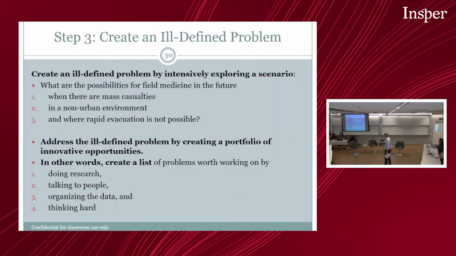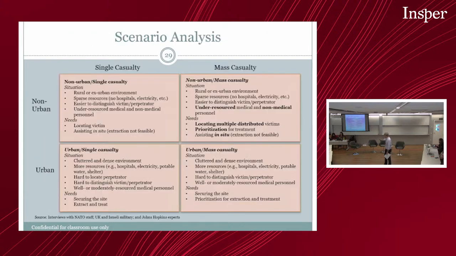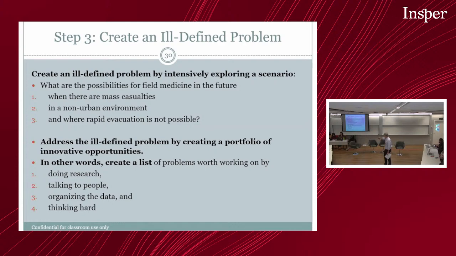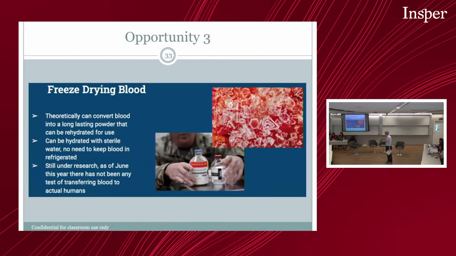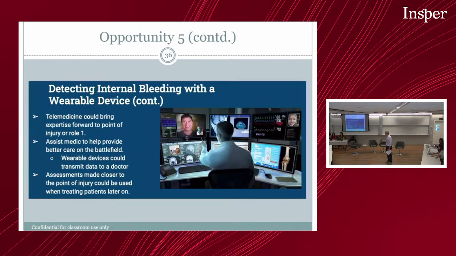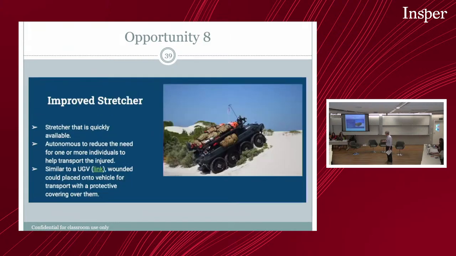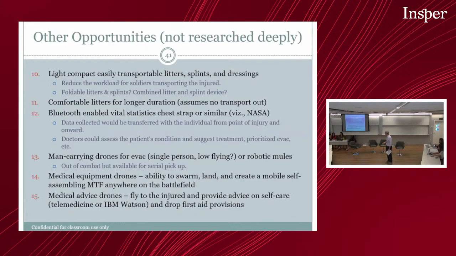So the first thing they did is create an ill-defined problem out of one of the boxes. What are the possibilities for field medicine in the future? Mass casualties, non-urban, and where immediate evacuation by air is not possible. So they went back, they used all the tools and the templates that we had, and they created a very large list. This is a partial list that they came up with. We're just going to glance at it, but I want you to see its power. These are all good possibilities. One, two, three, four, five, six, seven, eight, nine, and then some more that they researched less. And then there were some others, but they're not on this list.